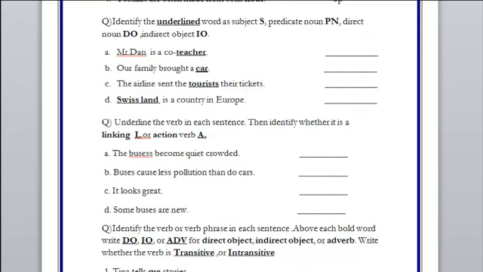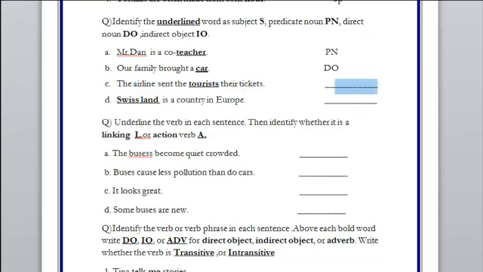So if I check the first sentence: Mr. Dan is a co-teacher, and teacher here will be, yes, I can hear it, it's the PN. Why is it the PN? Because it's the noun that comes in the predicate part, directly after a linking verb. The verb here is a linking verb, so I'll be writing PN. The next one we have here: Our family brought a car. The car here is the word I'm asking about. The car answers the question: what did they bring? They brought, an action verb, a car. So this is the direct object.